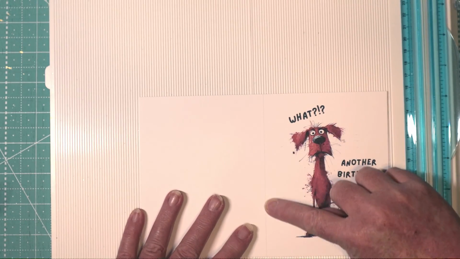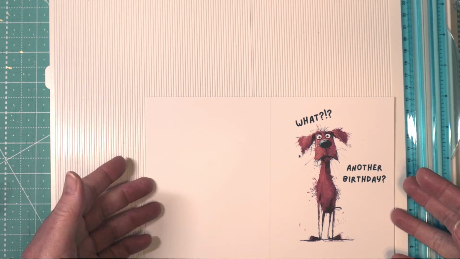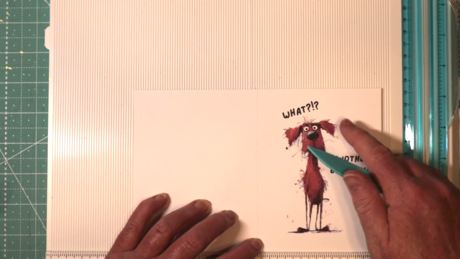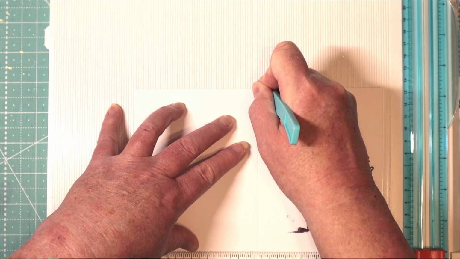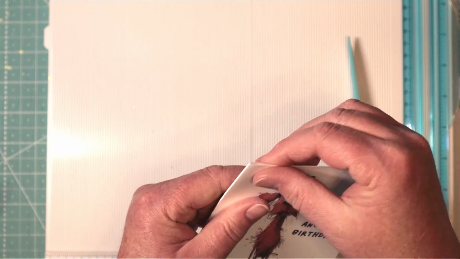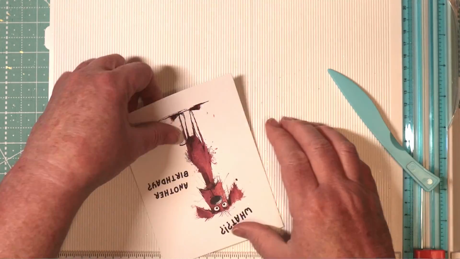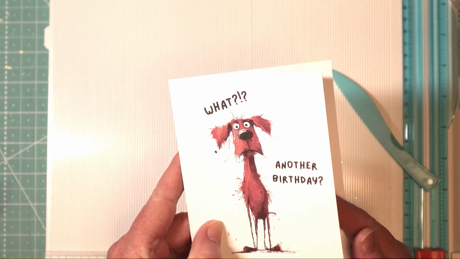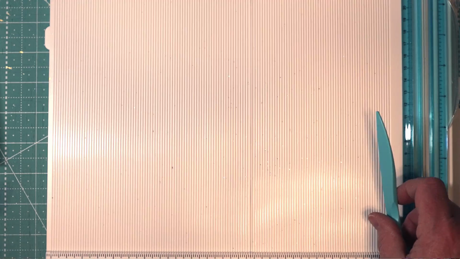Now you can see the score line here that I had printed out, so I'll know exactly where to score, or you can measure it and score also. So hopefully it's pretty close in the middle. I'm just going to line it up, get my scoring. Okay, let's go ahead and fold this. Looks pretty close, and go over that. All right, isn't that a cute card? What, another birthday? And you just put whatever sentiment you want on the inside. Turned out real cute.